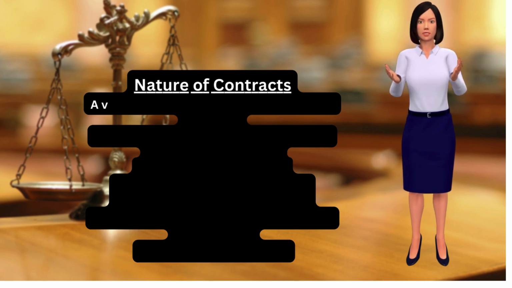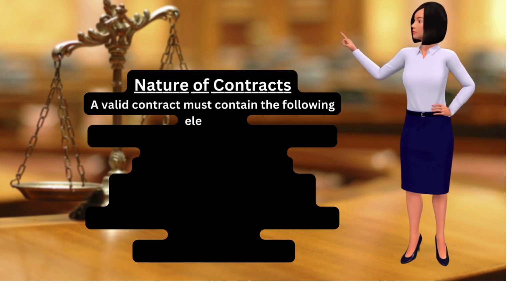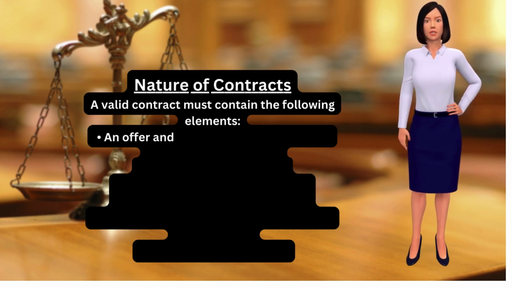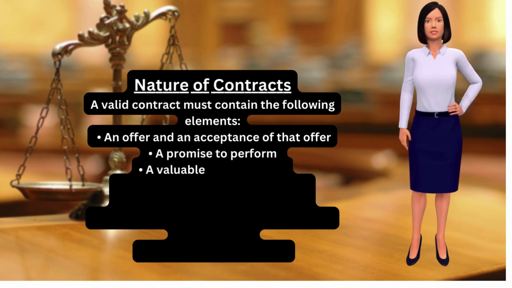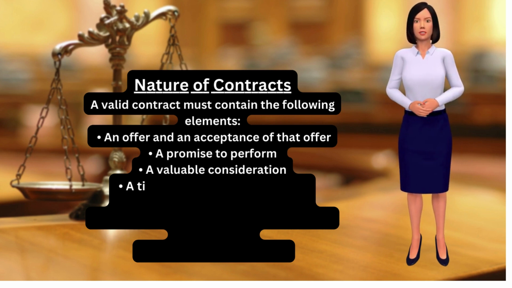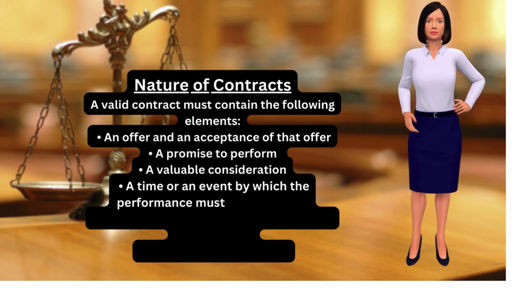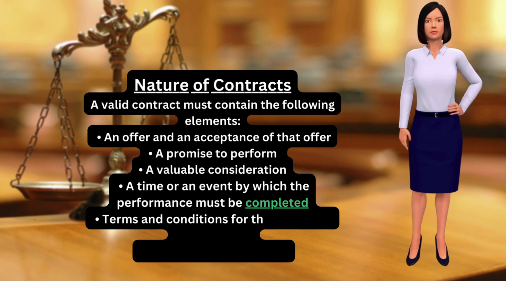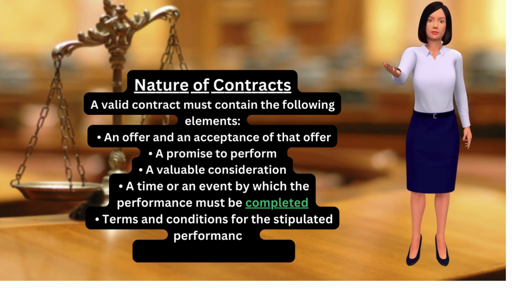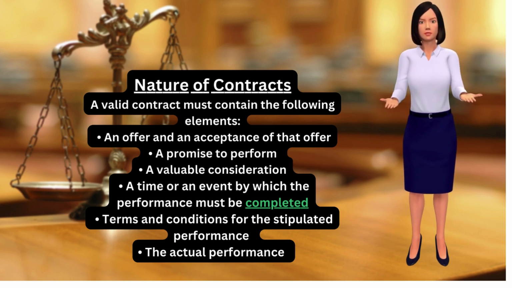Nature of contracts. A contract is an agreement between two parties that creates mutual legal obligations. It does not have to be written, but oral contracts are not recommended, since it is more difficult to legally enforce an oral contract. A valid contract must contain the following elements: an offer and an acceptance of that offer. A promise to perform a valuable consideration. A time or an event by which the performance must be completed, not when started. Terms and conditions for the stipulated performance. The actual performance.